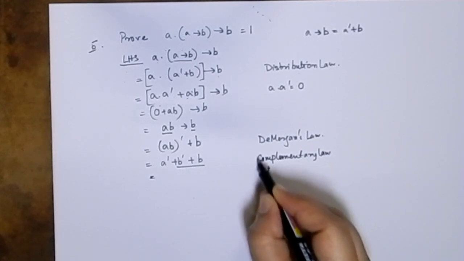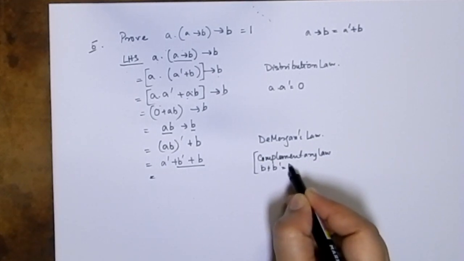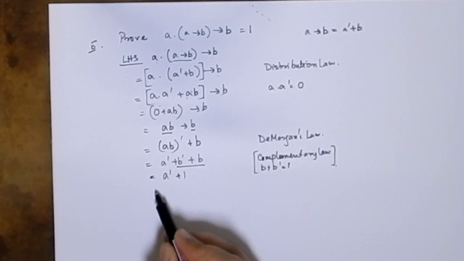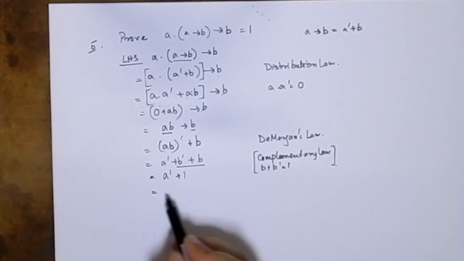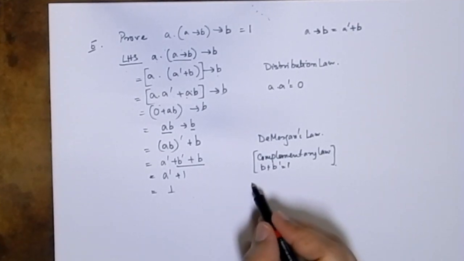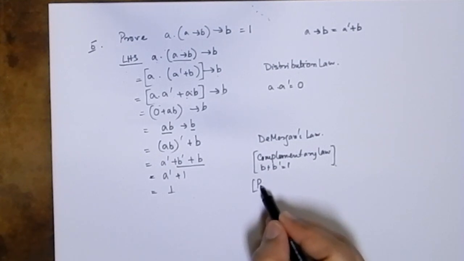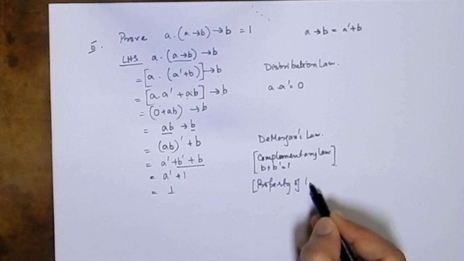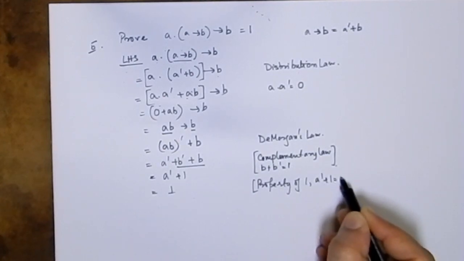That B plus B dashed is equals to 1. So A dashed plus 1, again by properties of 1 plus anything will be 1. Here I am using the property of 1, that A dashed plus 1 is equals to 0.